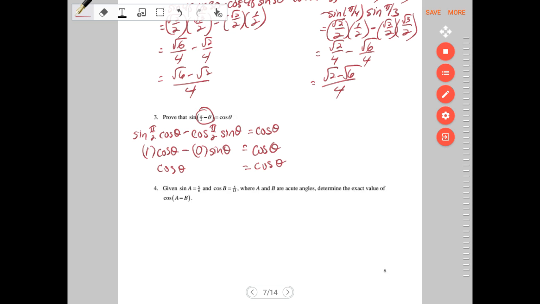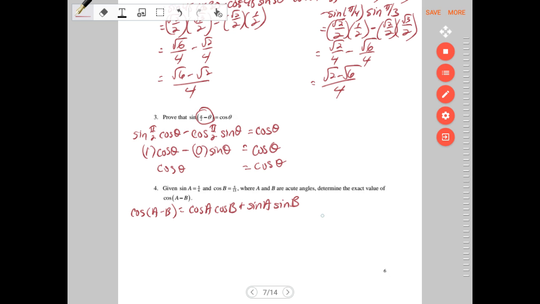Okay, so cos of A minus B is the same as cos A cos B plus sine A sine B. Okay, I know sine A, so I can sub in for that. And I know cos B, I can sub in for that. But I don't know cos A, and I don't know sine B. So how am I going to find them? Well, I'm going to use right triangles.